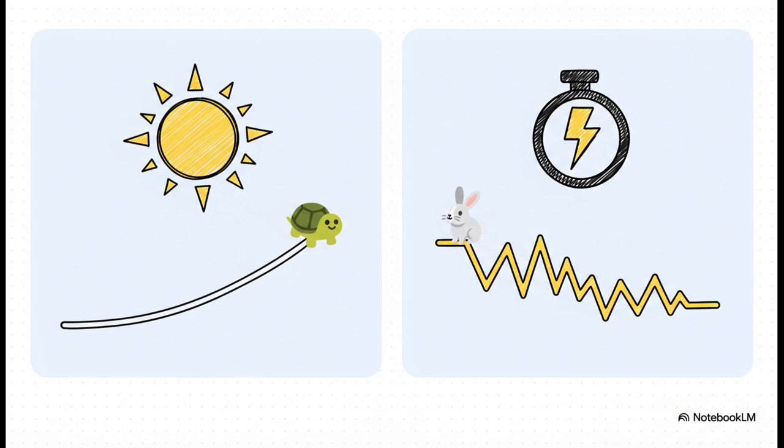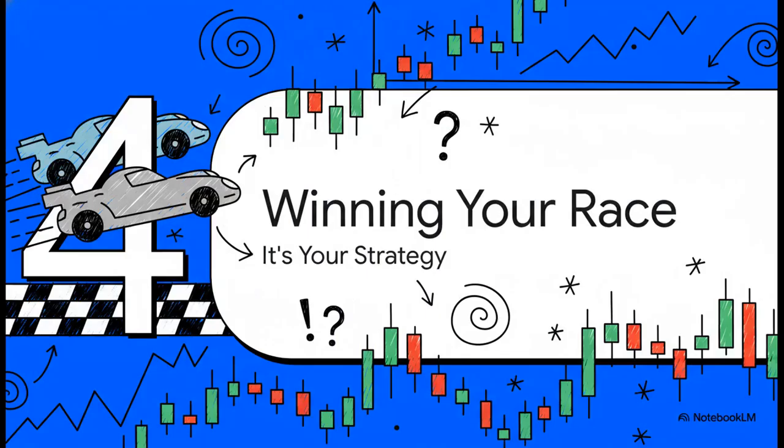So here's the simplest way to think about it. If you're a short-term trader who needs fast signals and can handle a little noise, the EMA is your hare. But if you're a long-term trend follower who craves clarity and hates fakeouts, the SMA is definitely your tortoise. So that brings us back to the big question: who wins the race? Well, the answer might actually surprise you. See, the best strategy isn't about which indicator is better, it's about which one is better for you.